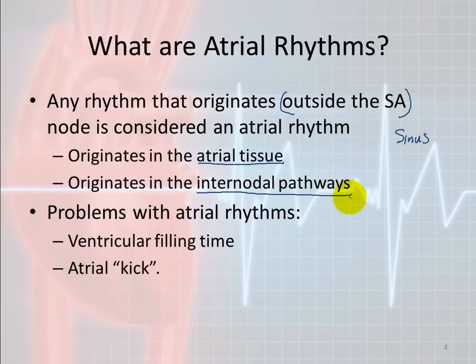The problem that we end up with atrial rhythms a lot of times is that the different areas where they depolarize could actually affect ventricular filling time, and this is especially true if it's excessively fast. Another problem that we could have is that we could lose something called the atrial kick. The atrial kick is about 20 to 30% of filling of the ventricle that occurs with the atrial contraction itself.